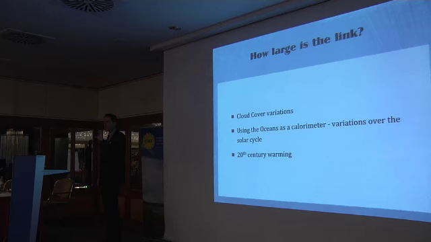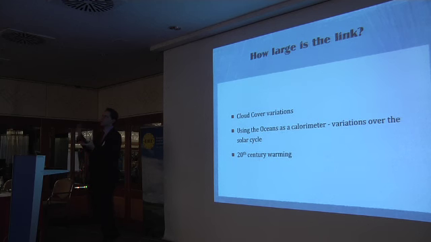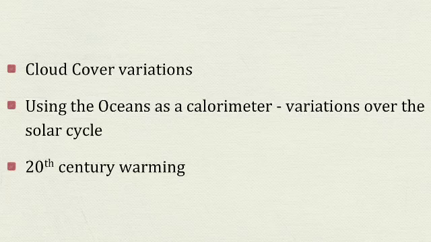We can look at the oceans and use the oceans as a calorimeter to measure the effect of the sun. Basically, you look at how much heat goes into the ocean or leaves the ocean every solar cycle, and with that, quantify the effect that the sun has on the climate. We can also look at the 20th century, try to fit it, and then ask the question, for which parameters or which solar climate link can you explain the 20th century?